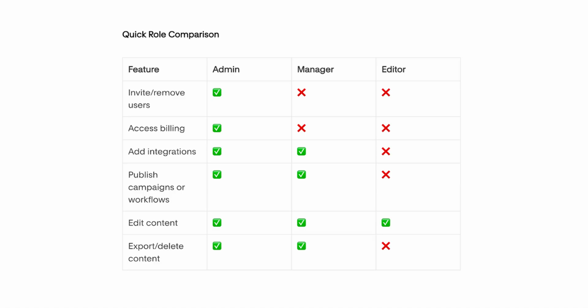Last but not least, we have our admin. This is for the account owner or a trusted team member who manages everything. Admins can do everything from managing team members, access billing and subscription information, add integrations, create, publish, edit, and delete content, and have full control over account settings, including domains. However, an admin cannot transfer ownership to another member. Each account has 1 primary admin, and it is non-transferable.